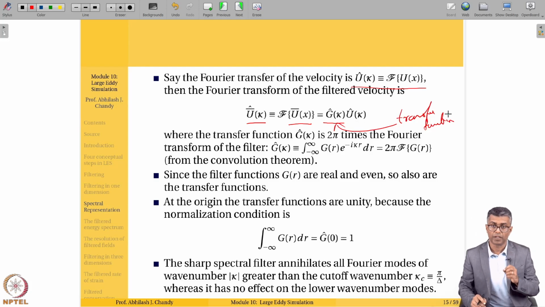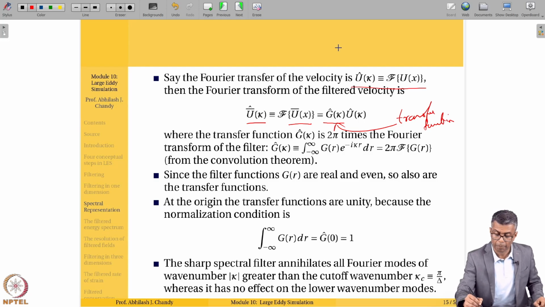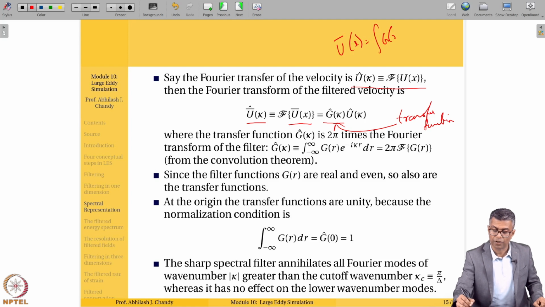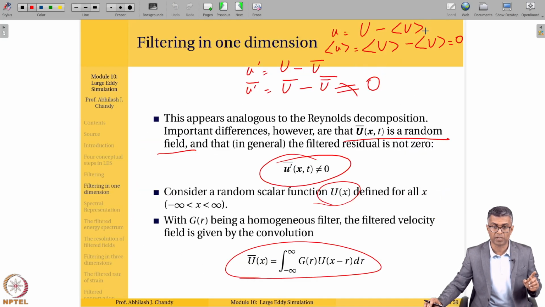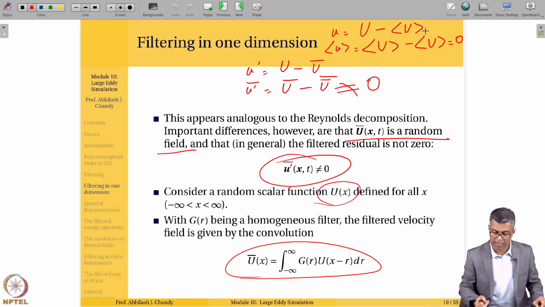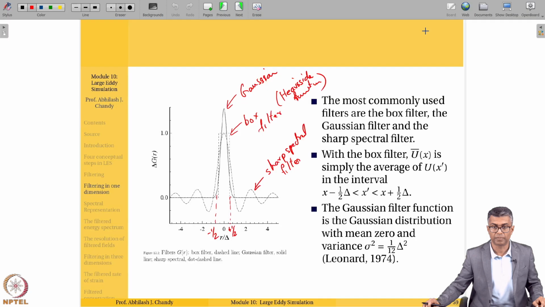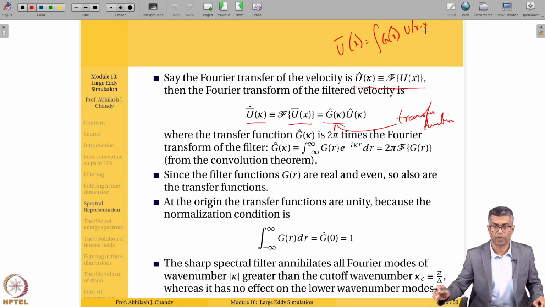Now, if you remember, the filtering operation in physical space was defined as integral of g of r times U of x minus r, dr. Let me just make sure, I believe it is g of r minus x. No, that is correct. So g of r times U of x minus r, right? So writing that here, U of x minus r, and that would be dr.